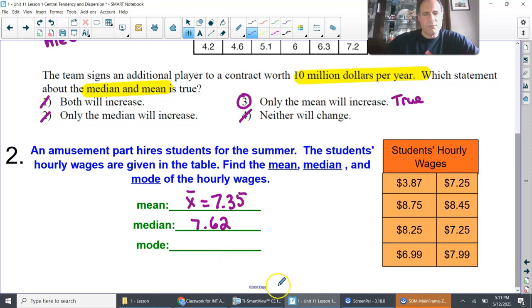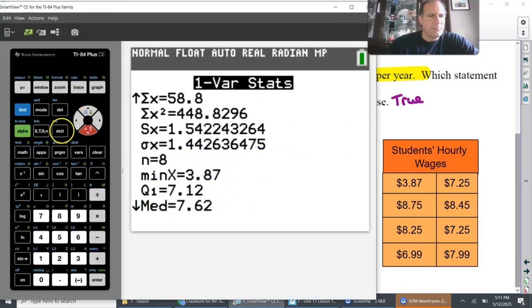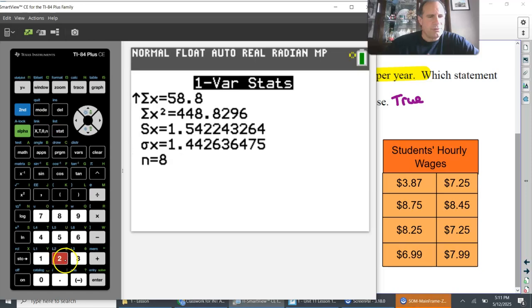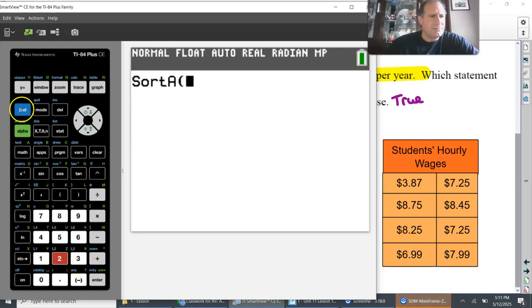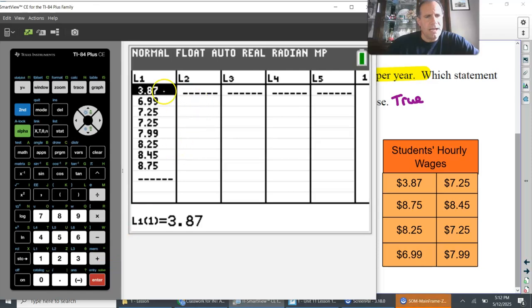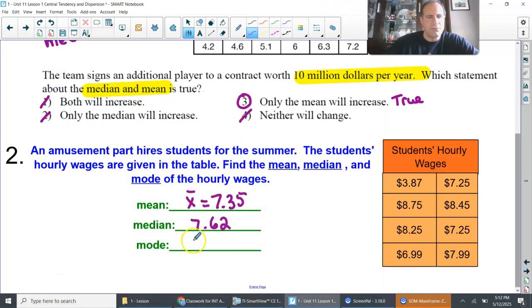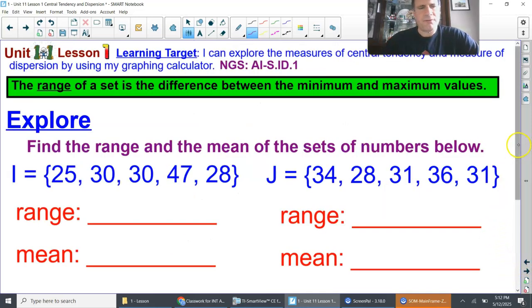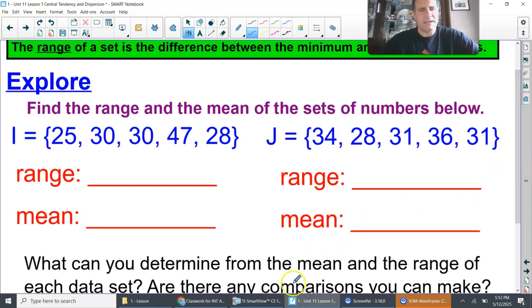And what's the mode? If you really wanted to, you press stat and you sort this list. The list is in there already. You press second function L1 and you press enter. It says done. Then you go back to the list and you look at it and say, okay, 7.25 is used twice. So 7.25 is the mode. And that is that.